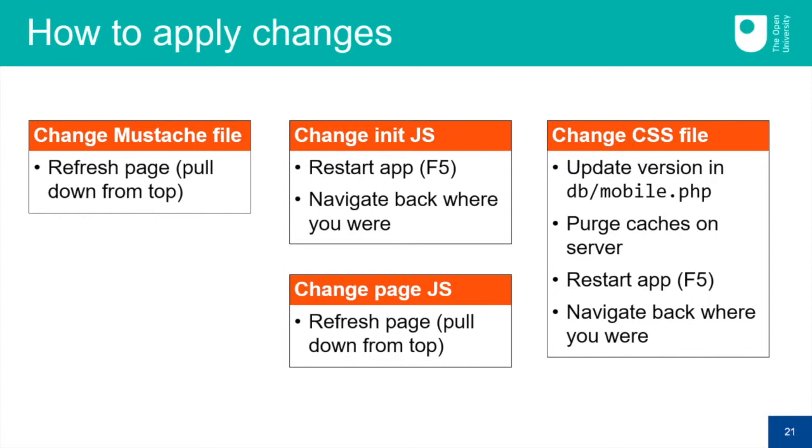How to apply some changes. If you've changed a moustache template, then all you have to do is refresh the page. Just pull it down from the top and it will load again with a new template. If you've changed the page JavaScript, again, all you have to do is refresh the page. If you've changed the init JavaScript that runs when the app starts, then obviously you have to restart the app, and then you'll have to navigate back to wherever your plugin is.